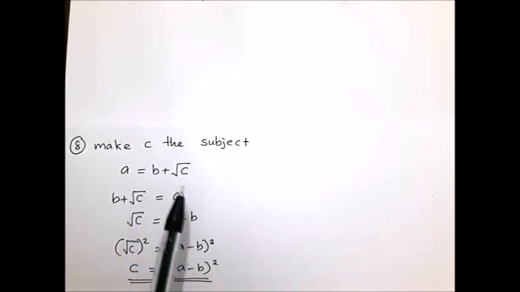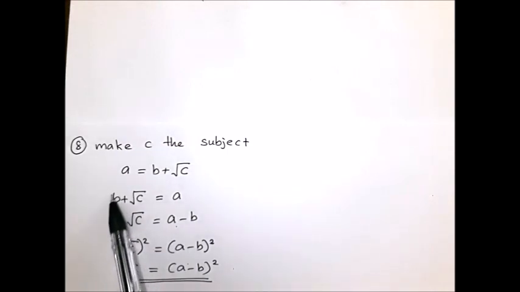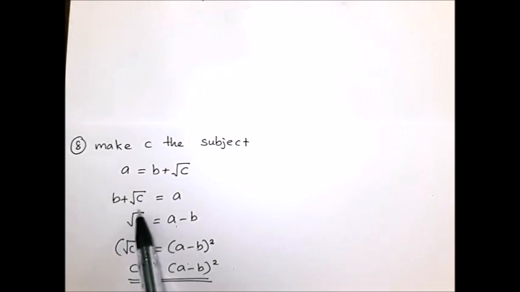Make c the subject. First I change the sides of the equation and take the c to the left hand side. First remove b. It is plus b. Take it to the right hand side. It becomes minus b. To remove this square root, you have to write the opposite of it. The opposite of square root is squared. Take the square of both sides. Here squared and square root cancel. Only c remains.